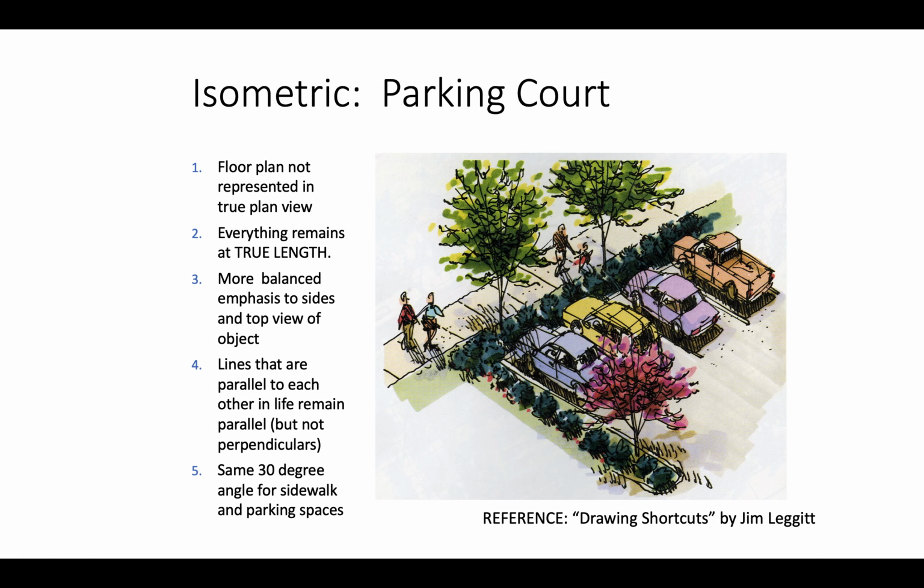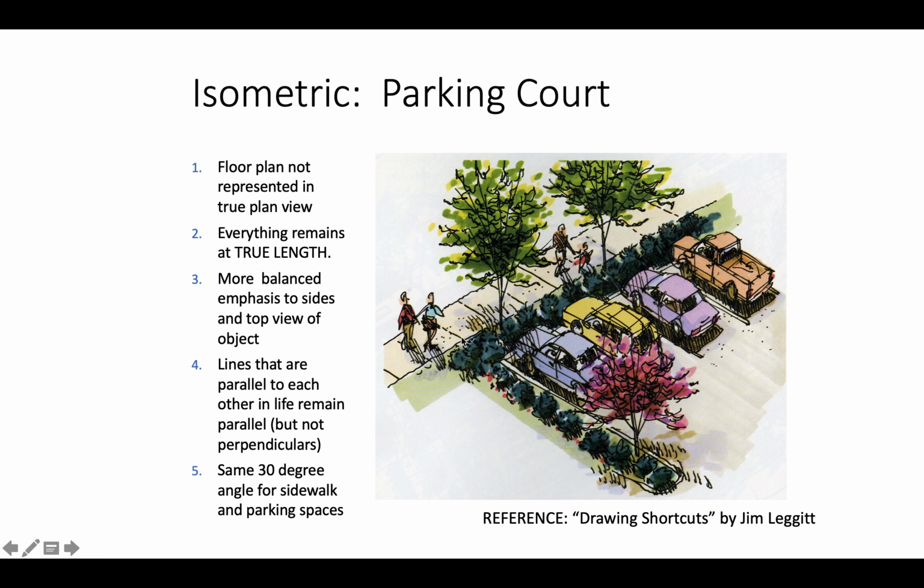So we often use isometrics for small detailed views in landscape architecture and urban planning. In this example here, the parking court, the floor plan does not represent a true plan view. The square corner here, as you can see, is distorted or foreshortened. But the width of the sidewalk, the length of the sidewalk pad, the tallness of the tree, and the proportions of the cars all remain true length. So that's important to remember.